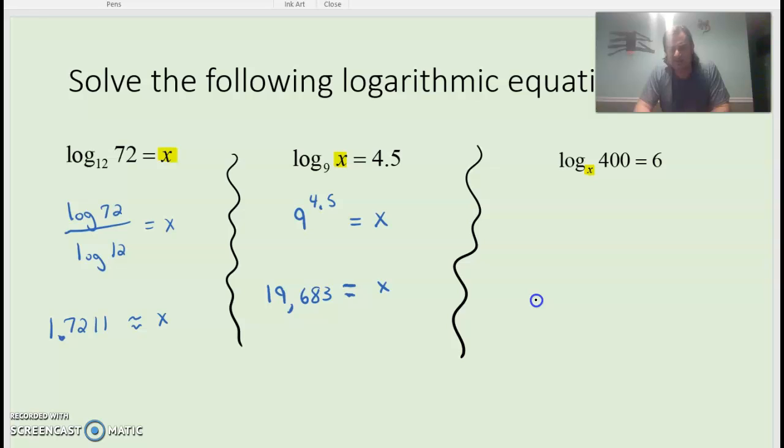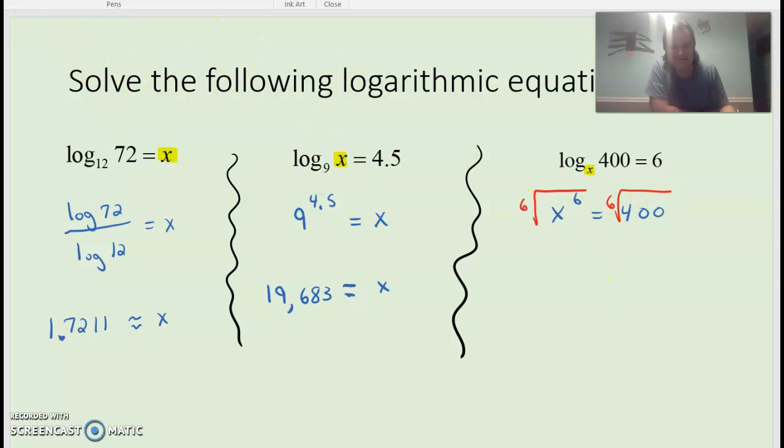The last example is log base x of 400 equals 6. The x, or the variable, is in the base of the logarithm. So it's not where we can get to it right now. So let's try and get to it. So we're going to change it to exponential. It'll be x to the 6th equals 400. So that's exponential form. I don't know of any number offhand I can raise to the 6th power and get 400. But if I want to get rid of that 6th power, I can take the 6th root of both sides.